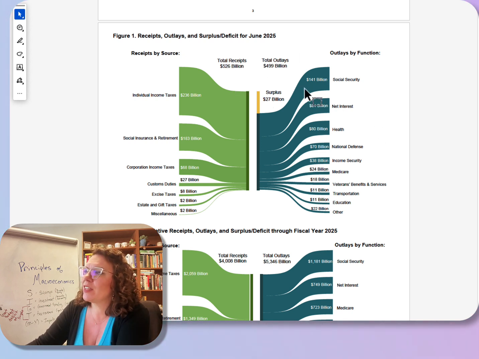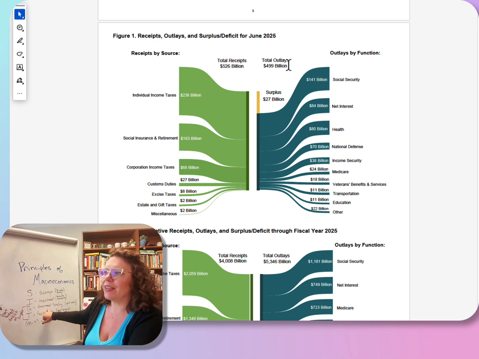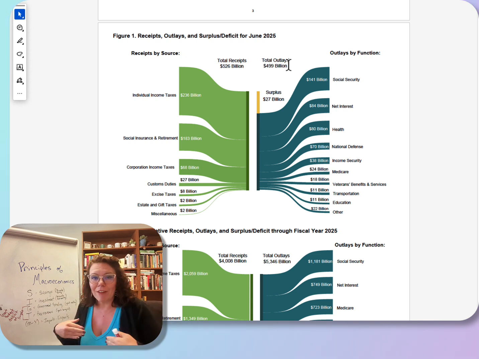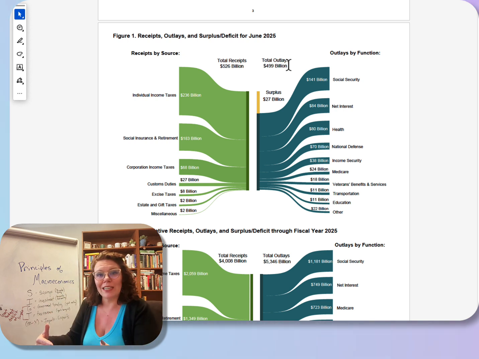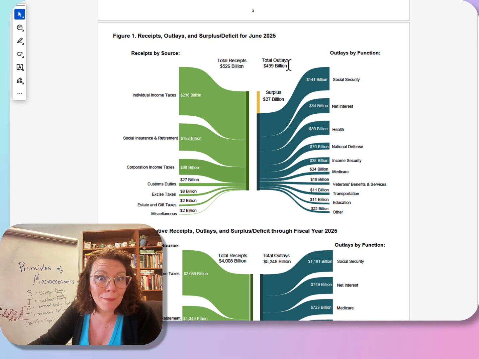And then our outlays for that same month are going to be here: Social Security, net interest, so paying money on our debt, healthcare expenditure, national defense expenditure, income, Medicaid, veterans benefits, transportation, education, other. And then here we could see there's a surplus, and it makes sense because the government spending is $499 billion. The receipts are $526 billion. If we made $526 and we only spent $499, we have $27 left as a surplus. So that month we ran a budget surplus.